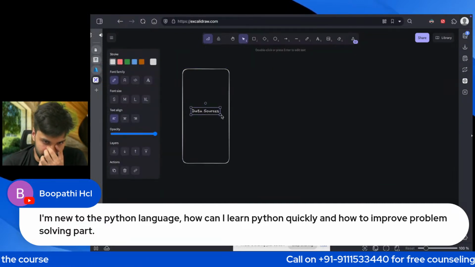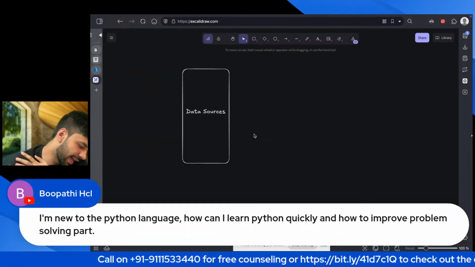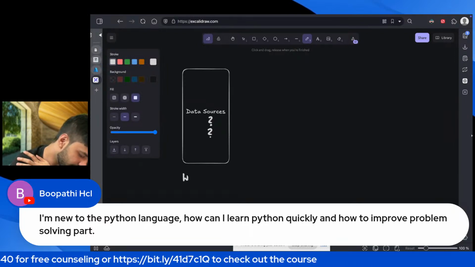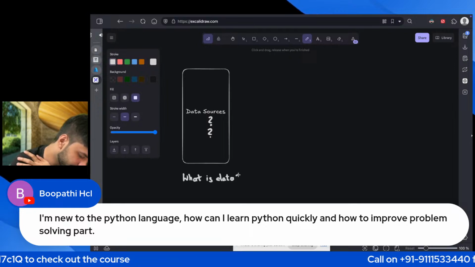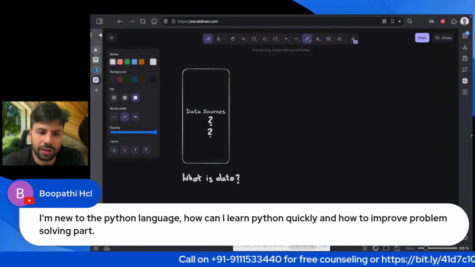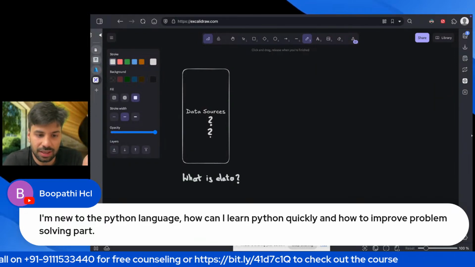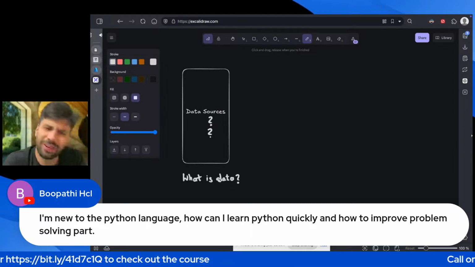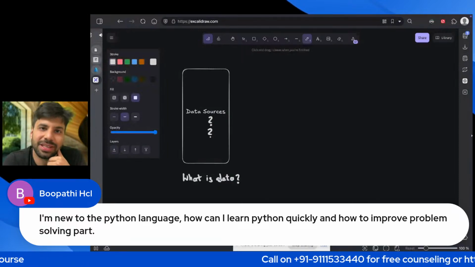So data sources. How many of you understand this term, data sources? What exactly is this? What is data, rather? The very first thing: what is data? Data engineering, data science, data structures and algorithms. Why so much about data? Anyone has any idea on this? You will find in the definition that data is a collection of facts, information, anything.